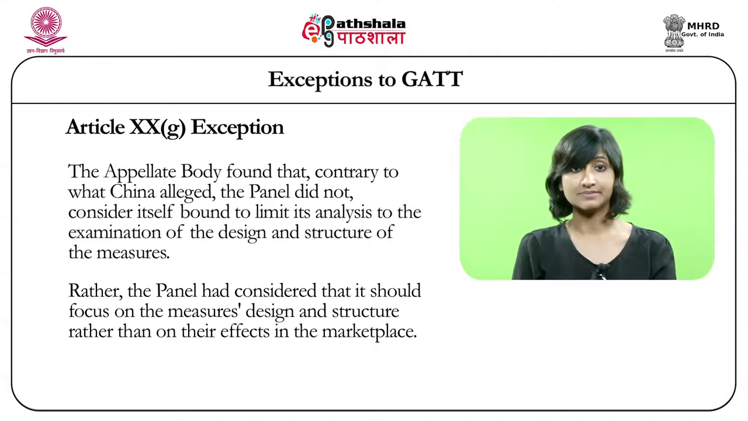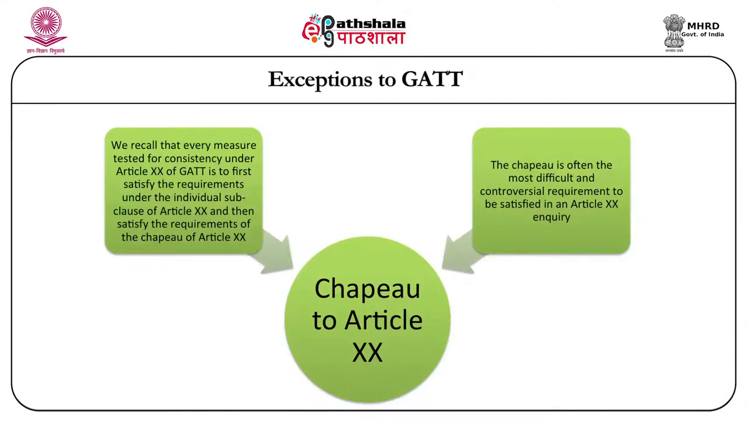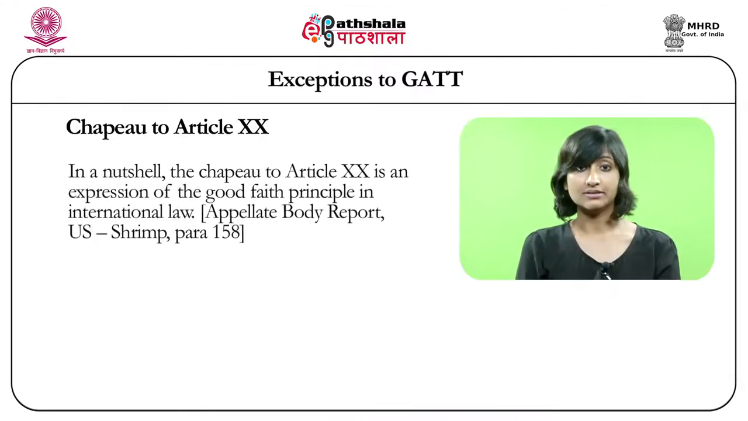Now we come to the chapeau to Article 20 and the test under the chapeau. We recall that every measure tested for consistency under Article 20 of GATT is to first satisfy the requirements under the individual subclause of Article 20 and then satisfy the requirements of the chapeau of Article 20. The chapeau is often the most difficult and controversial requirement to be satisfied in an Article 20 inquiry. In a nutshell, the chapeau to Article 20 is an expression of the good faith principle in international law.